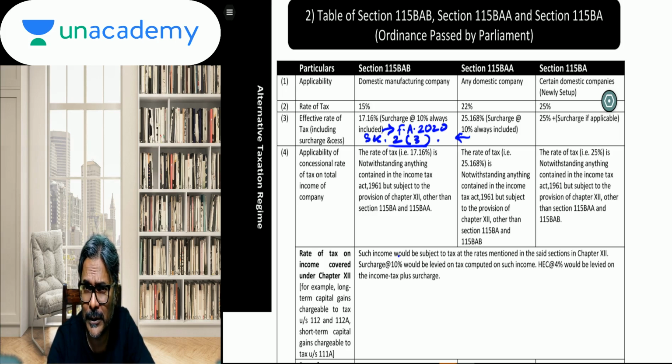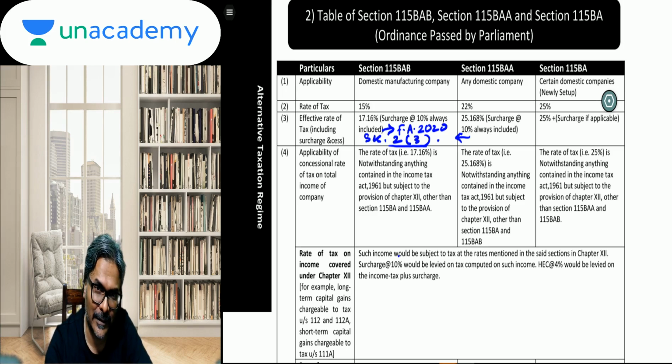If I am talking about the normal tax liability computation, the rate of the surcharge will be different when the total income of the domestic company exceeds rupees 1 crore and when it exceeds rupees 10 crores. Whereas over here, whenever you are in the alternate tax regime, first of all, there is no criteria as to how much should be your total income. The second is that the rate of the surcharge, irrespective of your total income, will always remain constant, and that is 10%.